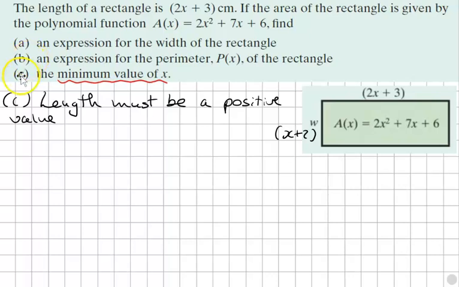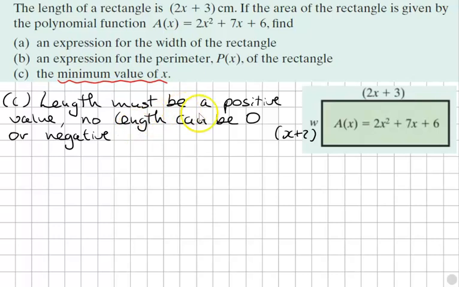Part C, the minimum value of x. So length must be a positive value. It doesn't make sense to say, for example, the height of a person is minus 170 centimeters. It doesn't make sense to say the length of a pencil is minus 15 centimeters. So when we're dealing with length, it has to be a positive value. Likewise with area. Area must be a positive value and volume must be a positive value.